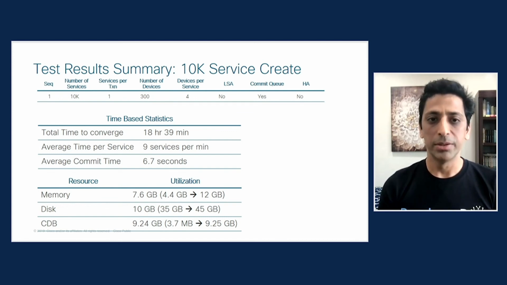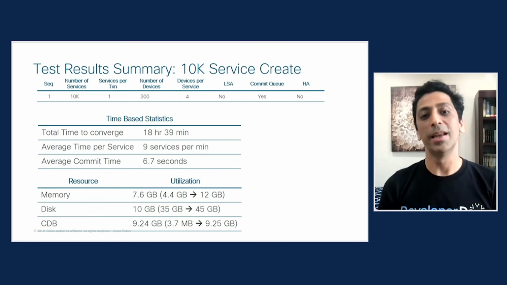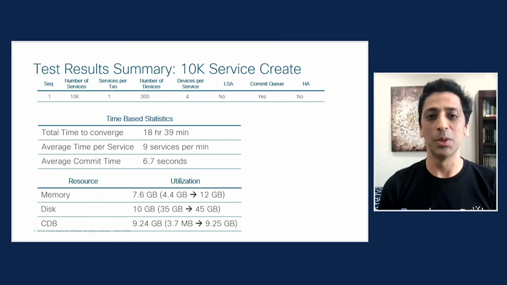Average time per service, looking at these numbers, would be about 9 services per minute. And that's again, excellent example of parallelization that NSO can help achieve. Average commit time is indication of response time that northbound would see. And here it's a little bit higher than NFVO, and that's because of the amount of configuration that we're pushing to the devices. And of course, the number of devices in question as well, which is more compared to NFVO.